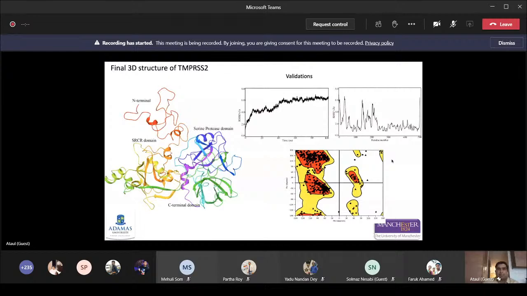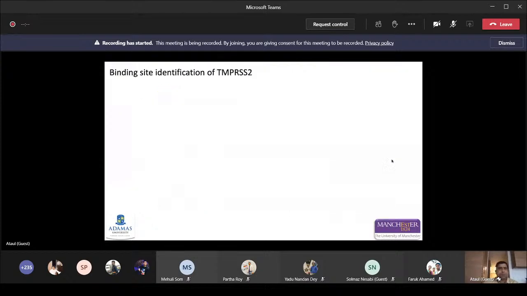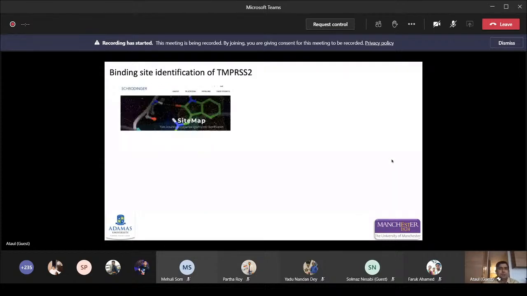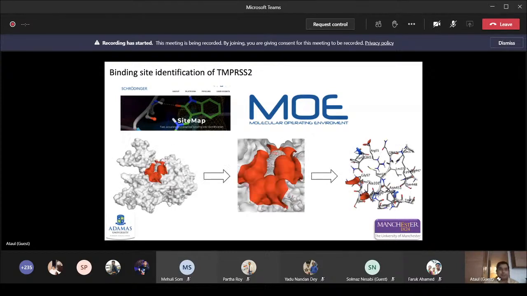And these are the different approaches we used for the validation of this model before using molecular docking. Then we went for two tools: one is SiteMap and another is the Molecular Operating Environment tool, to identify the active site of this protein. And we found these amino acids are present around the active site. So these active sites we consider for molecular docking.